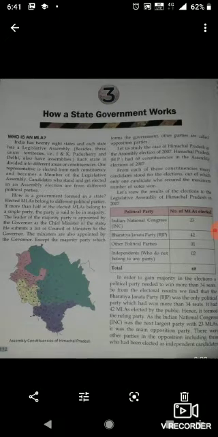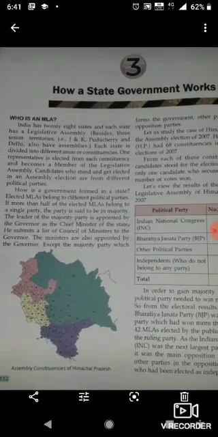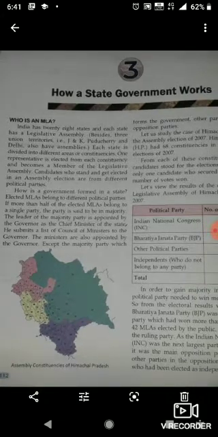Who is an MLA? India has 29 states and each state has a legislative assembly. Besides, two union territories, that is Pondicherry and Delhi, also have assemblies. Each state is divided into different areas or constituencies. One representative is elected from each constituency and becomes a member of the legislative assembly. Candidates who stand and get elected in assembly elections are from different political parties.